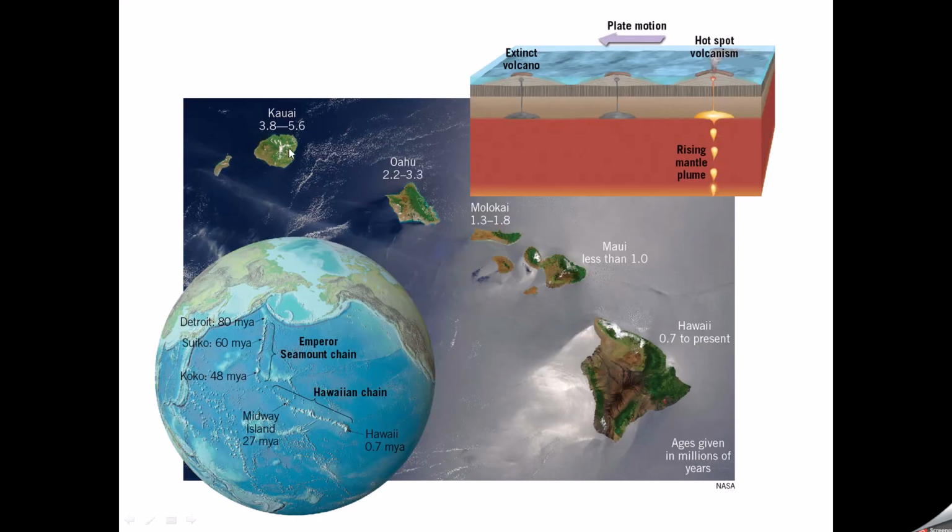So here they find out there's this island here, 3.8 to 5.6. As you go this way, the age is getting younger: 2.2, 1.3 million, less than 1 million, and 0.7 to present day. This is still forming Hawaii. That means all of these islands moved above the hotspot. So the first island, this one, the volcano is extinct, but Hawaii is still active, the volcano.